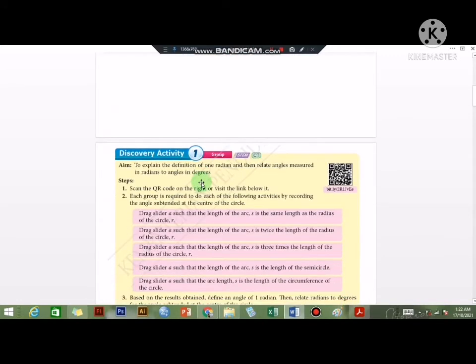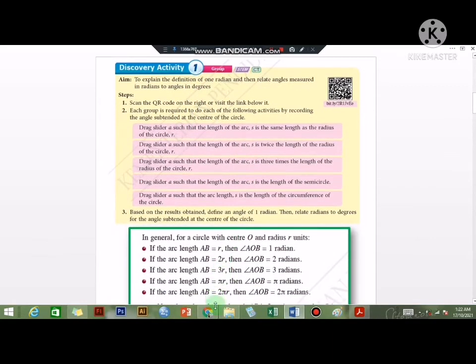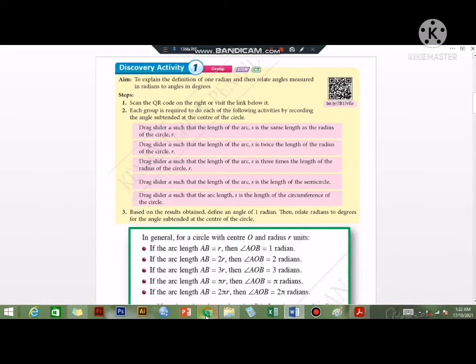Okay, let's look at the next one. Now we go through Discovery Activity 1. Let's look at the instruction given here. The aim of this activity is to explain the definition of 1 radian and then relate angles measured in radian to angles in degree.